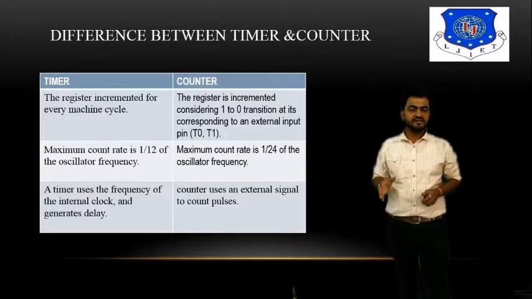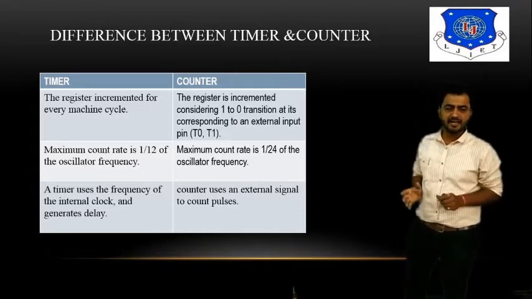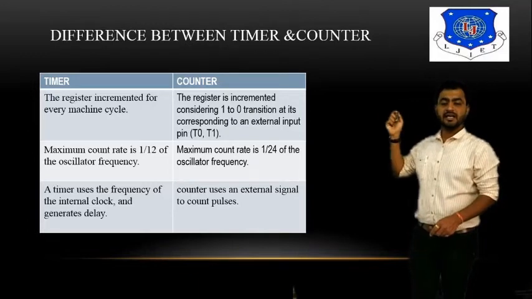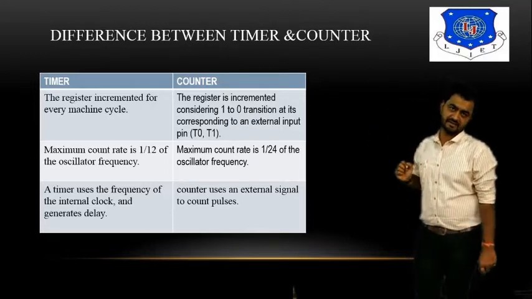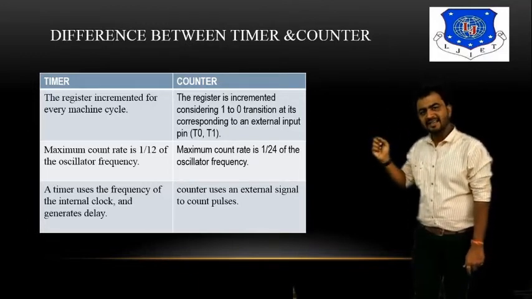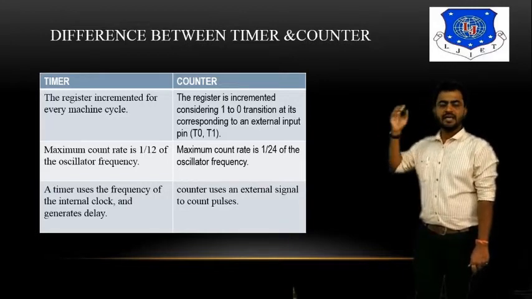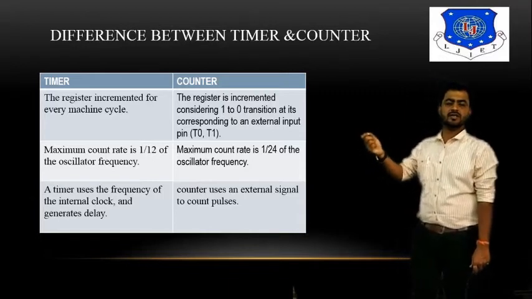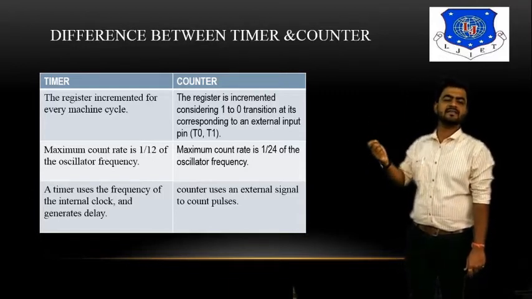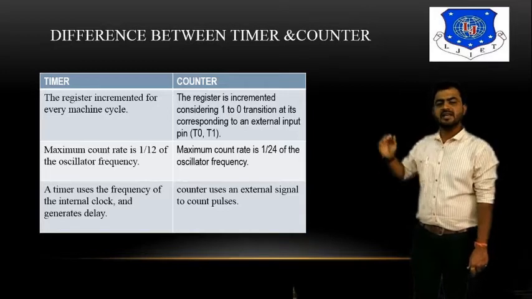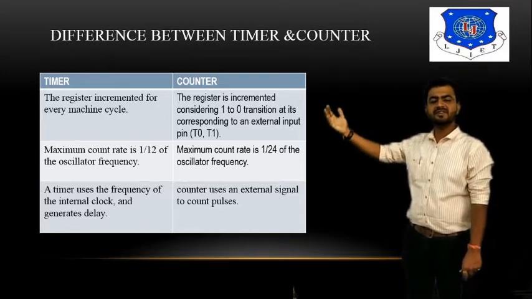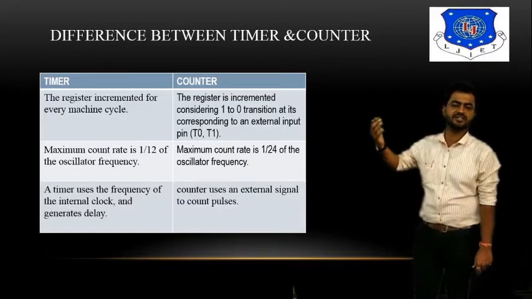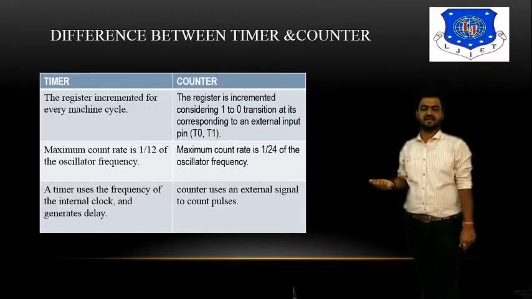Now we're talking about the differences, what exactly is the difference between timer and counter. So you can see in a timer the register is incremented for every machine cycle. The register is incremented in every machine cycle. In a counter, the register is incremented considering the 1 to 0 transition at its corresponding external input pin. Means here you can see the machine cycle is always updated with respect to the specific increment, and here only the transition from 1 to 0 for an external event.